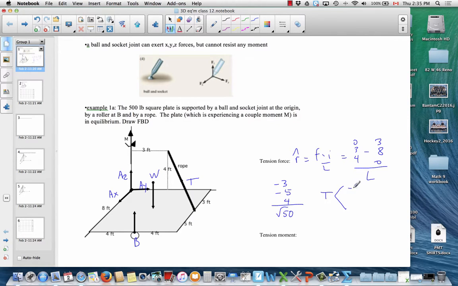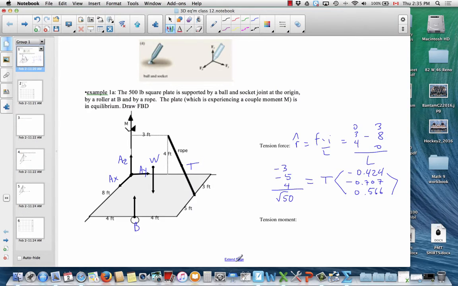So this would be minus 3 over root 50. In decimal form, it's 0.424. This would be 5 over root 50. That's 1 over root 2 if you simplify. And then 4 over root 50, positive 0.566. So those are the three components of tension in decimal form.